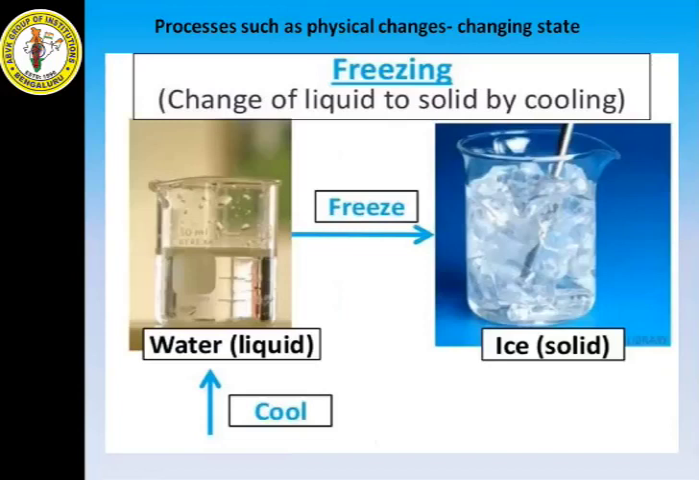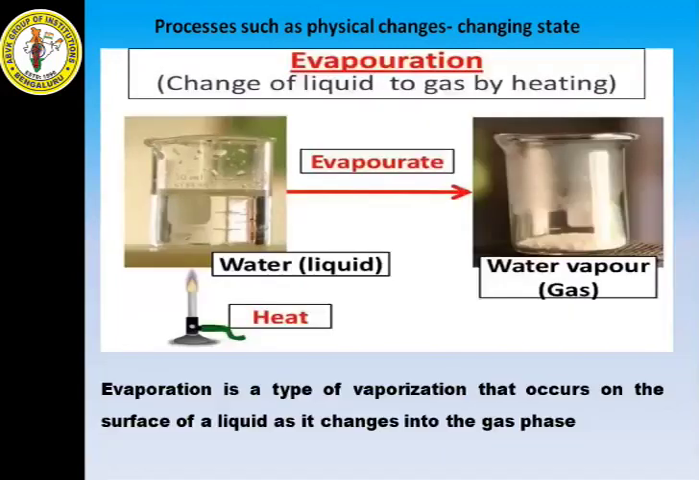Next you have freezing, changing of liquid to solid by cooling. It is a reverse process, yes or no? It's a reverse process. So when you take water and cool it, or when you freeze it, it will become ice cubes. Okay, so this is nothing but freezing. Then what do you mean by evaporation? Evaporation is a type of vaporization that occurs on the surface of liquid as it changes into gas phase. So the liquid phase is going to convert into gaseous phase. The water is going to convert into vapors. That is called as evaporation.